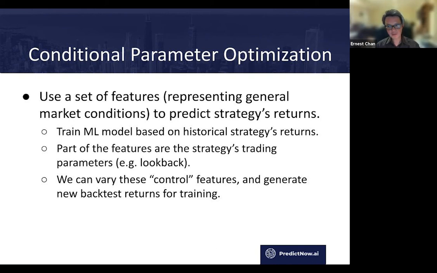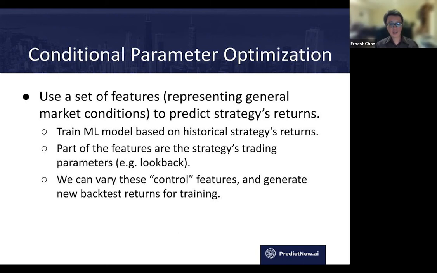part of the features, and that is the most interesting part. The part of the features are the trading parameters of the strategy. In other words, let's say you have a 10-day moving average and a 1 standard deviation entry threshold and a hedge ratio of 0.5. What are the expected returns given that day's condition? And what about a look back of 20 days?